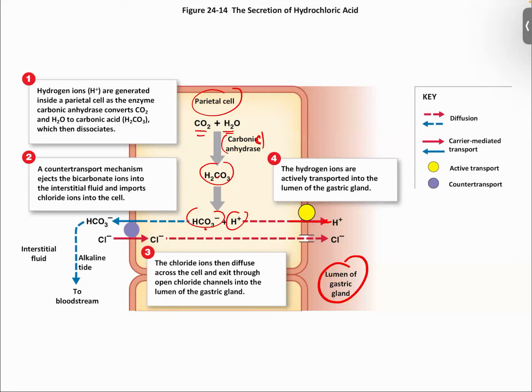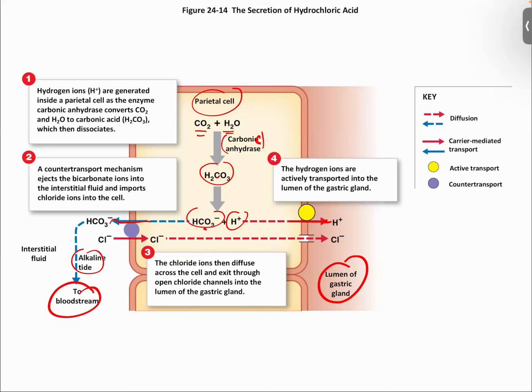So your bicarb, on the other hand, is going to be actively transported into the bloodstream, right? And that's going to basically make it a little more alkaline. But here you're moving negative charge. So that's a problem, isn't it? On one hand, you're moving positive charge. On the other hand, you're moving negative charge. You've got to balance those out.